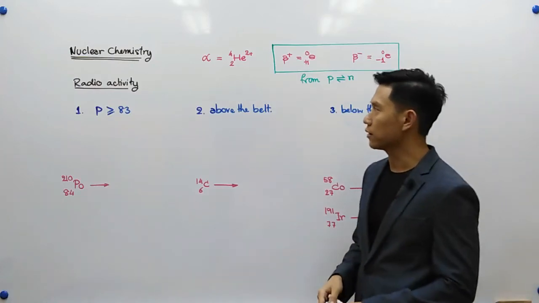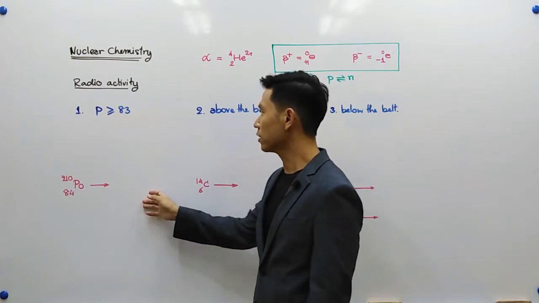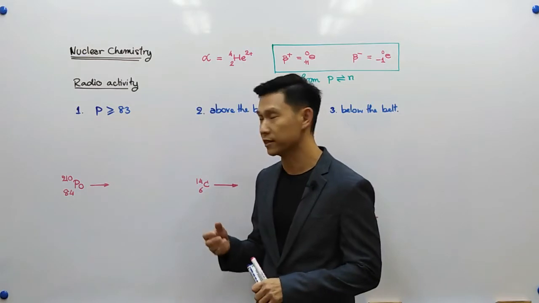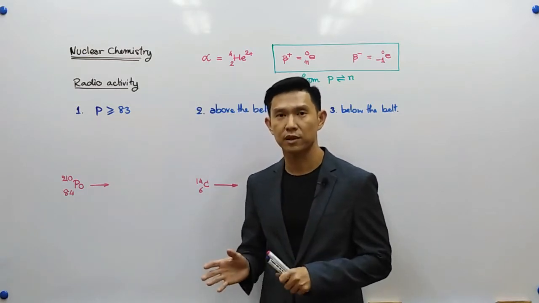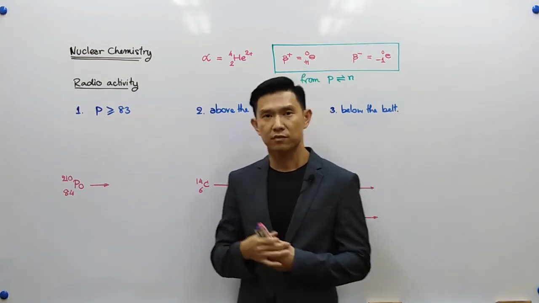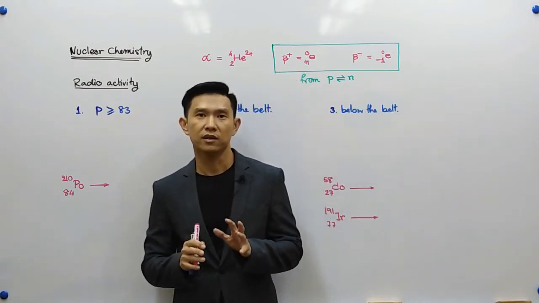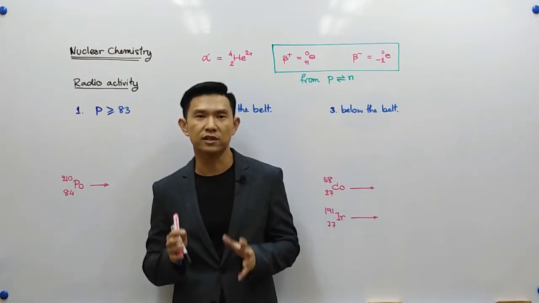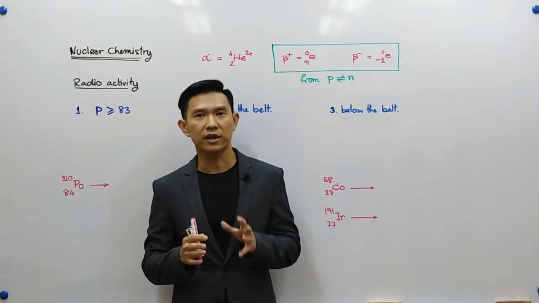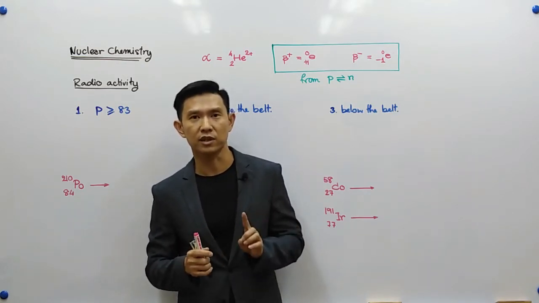Let's look at the first category, the first type of radiation. If the number of protons is higher than 82, there's nothing stable. So you have to release protons, because protons inside the nucleus have electrostatic repulsion, right? If you have so many protons inside, the electrostatic repulsion is so strong. So what we can do is just kick out some of the protons from the nucleus.